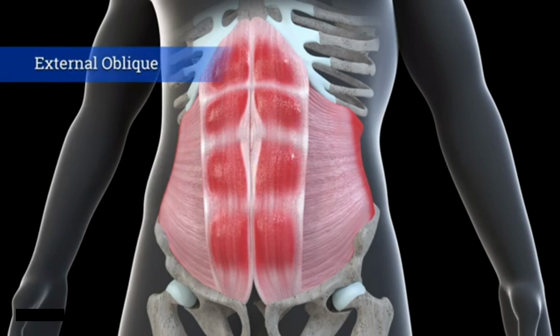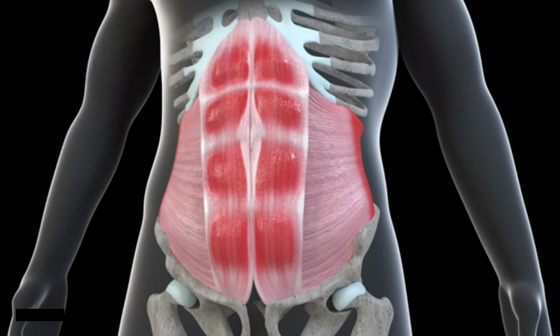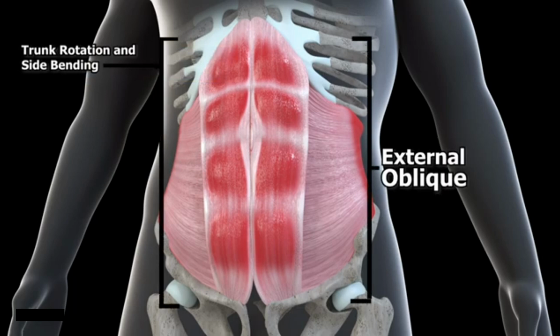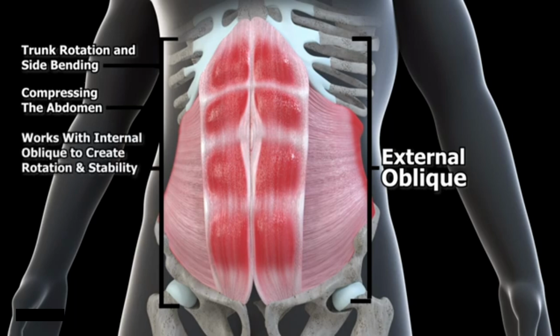Next up is the external oblique, which runs diagonally from the lower ribs to the iliac crest of the pelvis. This muscle is responsible for rotating and side-bending the trunk, as well as compressing the abdomen. The external oblique works together with the opposite side's internal oblique muscle to create rotation and stabilization during twisting movements.